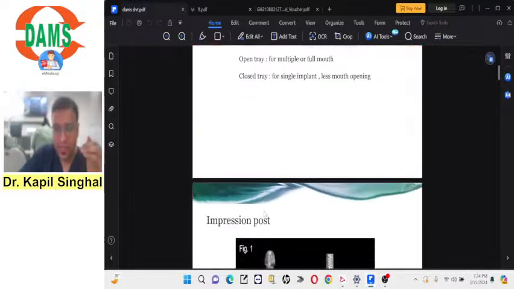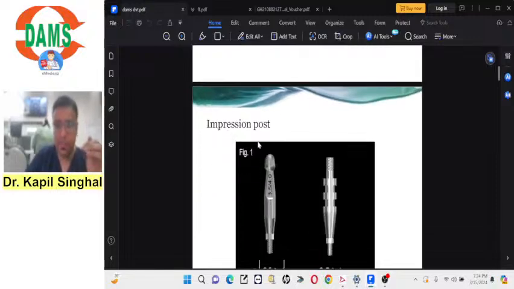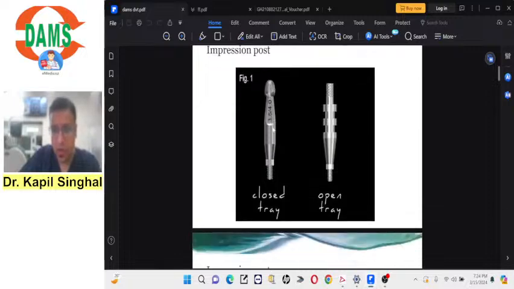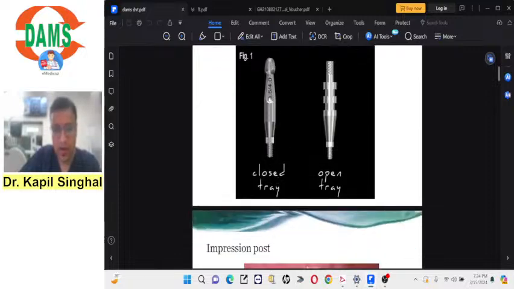The impression is made with the help of an impression post. So you need a component that is known as an impression post or an impression coping. I told you there are two techniques, open tray and closed tray, so obviously you'll require two components to make an impression. One is the open tray impression coping and the second is the closed tray impression coping.